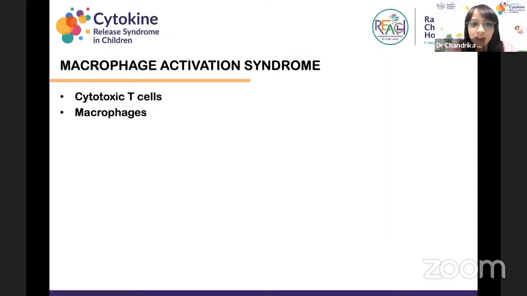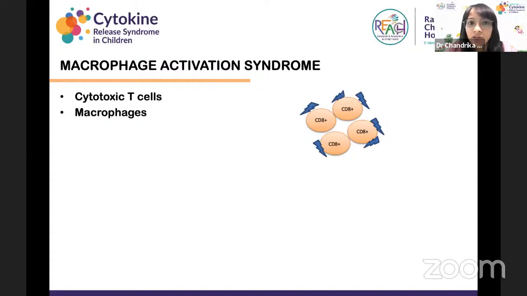So what exactly happens in macrophage activation syndrome? These are the two cells that are the major culprits over here: cytotoxic T cells and macrophages. Normally, cytotoxic CD8 plus cells are meant to kill any infectious trigger, especially viruses that the body may encounter. So when they come in contact with a viral infection or an infectious trigger, they are meant to negate them.